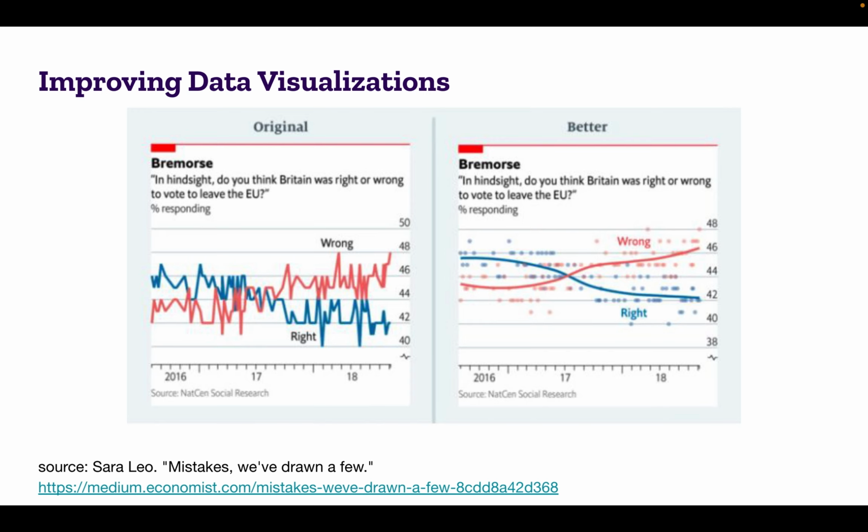In the article, they were self-critiquing their own visualizations. In this example, the left chart was what was originally published, and they went back and tested new ways that it could have been improved. It shows whether people felt the outcome of the EU referendum was the right or wrong choice, i.e., Brexit remorse or Bremorse.